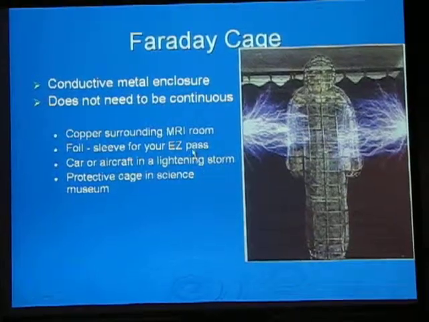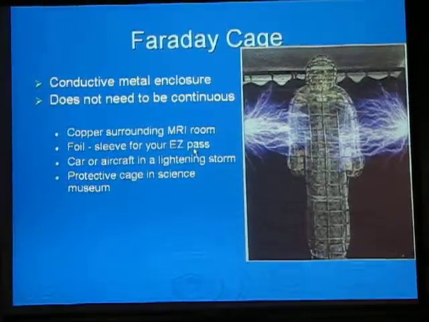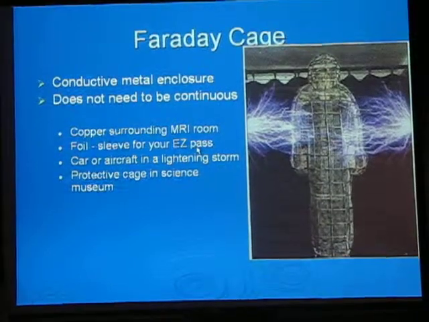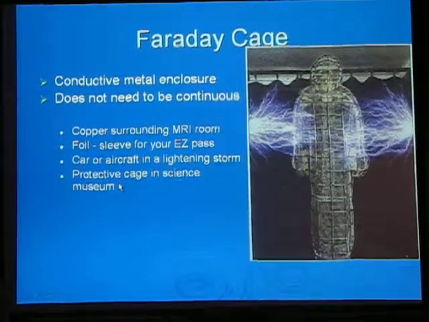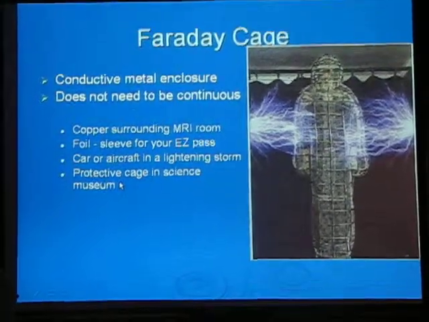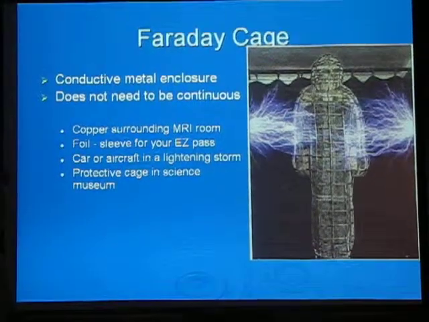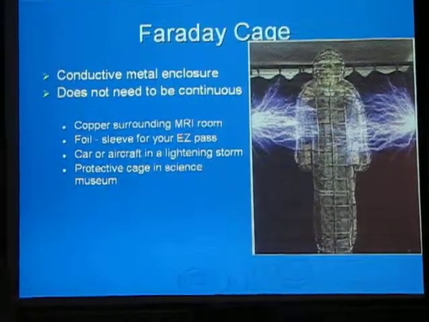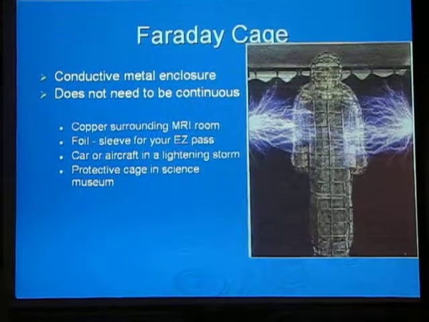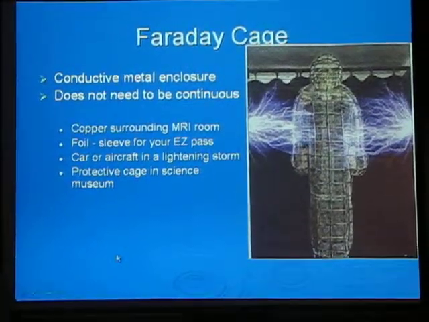Foil surrounding your E-ZPass, if you don't want to use it, is a Faraday cage. Cars or aircraft in a lightning storm conduct the current around, so hopefully the field inside that metallic shell is zero, that conductive shell, even if it's standing on a ring.